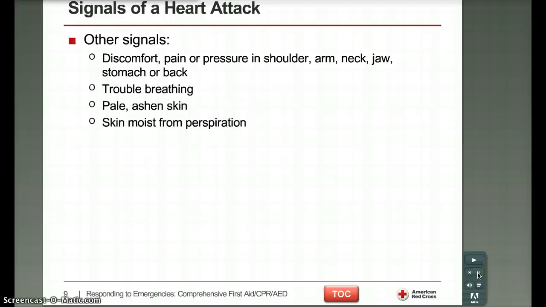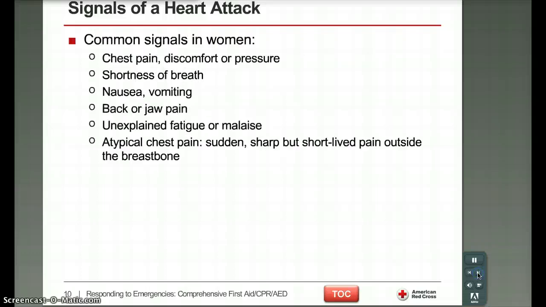They become pale, ashen, which would be like gray colored skin. They begin to sweat profusely. So moist skin from perspiration, shortness of breath, tightness in the chest. All of these would be symptoms of somebody having a heart attack.